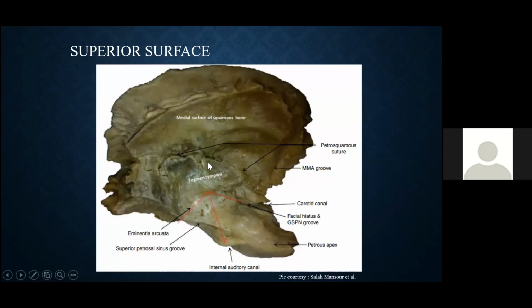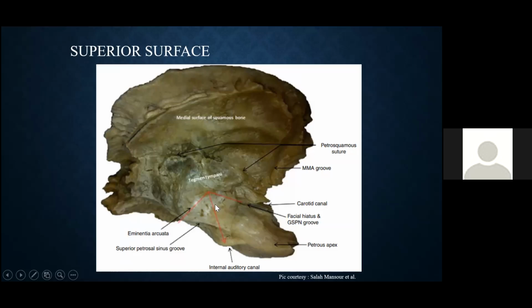And this is the tegmen tympani, contributed by both the petrous majorly and less by the squamous. And this is the anterior facial hiatus. This is the facial hiatus and the groove which transmits the greater petrosal nerve. And this is the projection which is more common, which is more near to the posterior edge or the superior petrosal sinus.